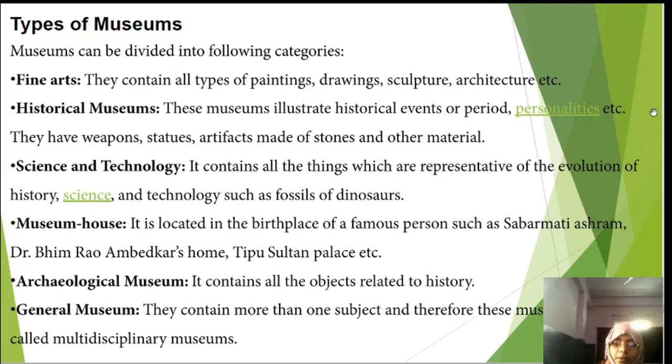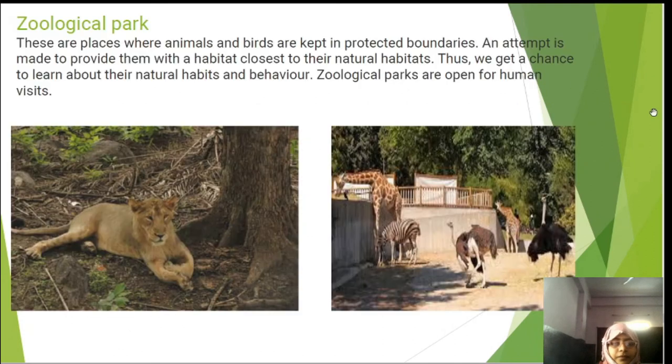Next, archaeological museum contains all the objects related to history. Next, general museums contain more than one kind of object, and therefore these museums are called multidisciplinary museums. Example, Salar Jung Museum. Next, zoological parks. I don't need to tell you what a zoological park is. We have already visited it a hundred times. I guess everyone of you has visited the Nehru Zoological Park, which is present in Hyderabad.